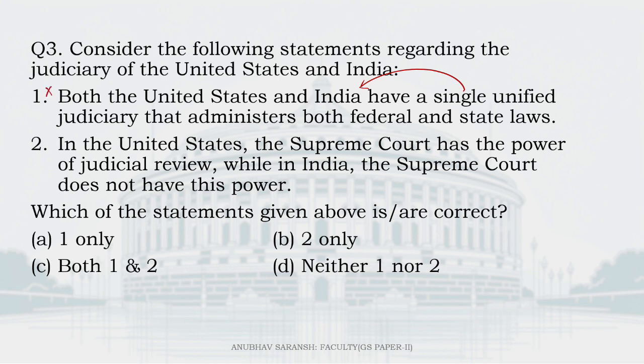Number 2. In the United States, the Supreme Court has a power of judicial review, of course, while in India, the Supreme Court does not have this power. Now, this is also wrong. Both the US Supreme Court, called the SCOTUS, Supreme Court of the United States, both SCOTUS and the Indian Supreme Court have the power of judicial review. They can review executive as well as legislative actions. Okay, so 2 is also wrong. Which of the statements is correct? D. Neither 1 nor 2. Moving on to question number 4.